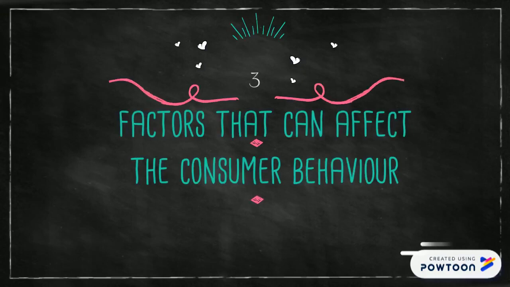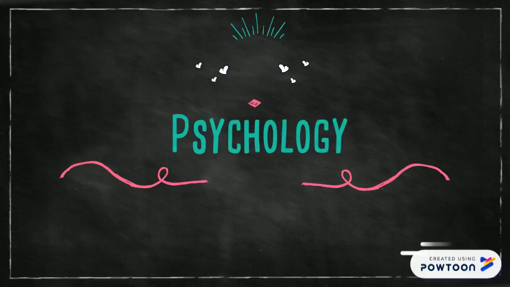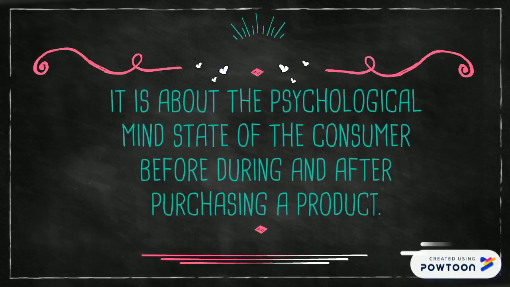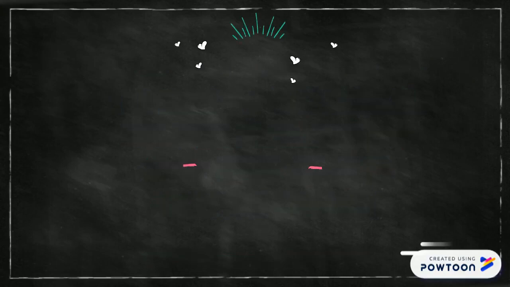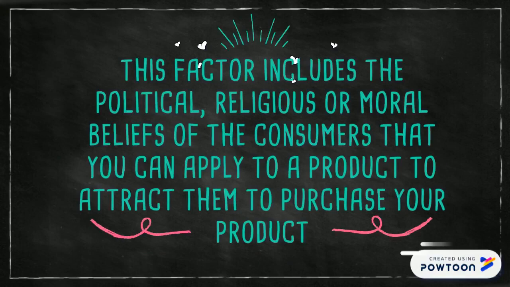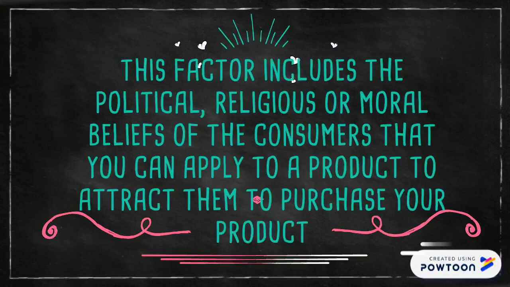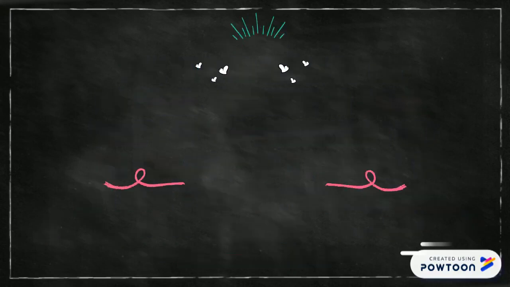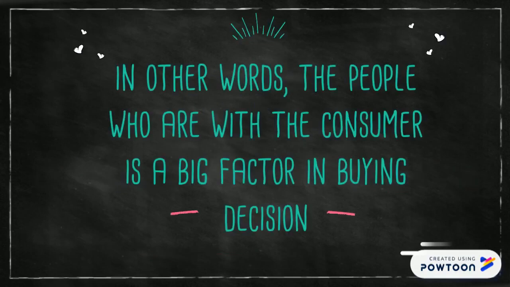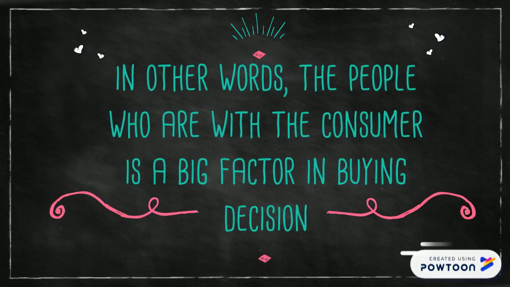Three factors that can affect the consumer behavior. Psychology. It is about the psychological mind state of the consumer before, during, and after purchasing a product. Personality. This factor includes the political, religious, or moral beliefs of the consumer that you can apply to a product to attract them to purchase your product. External motivators. In other words, the people who are with the consumer are a big factor in the buying decision.